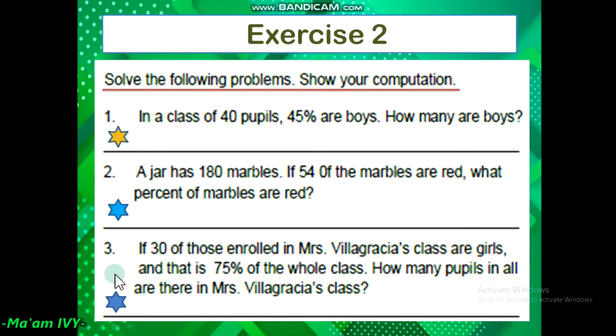And for number 3, if 30 of those enrolled in Mrs. Villagracia's class are girls, and that is 75% of the whole class, how many pupils in all are there in Mrs. Villagracia's class? Solve on your scratch and then write your answer on your answer sheet.